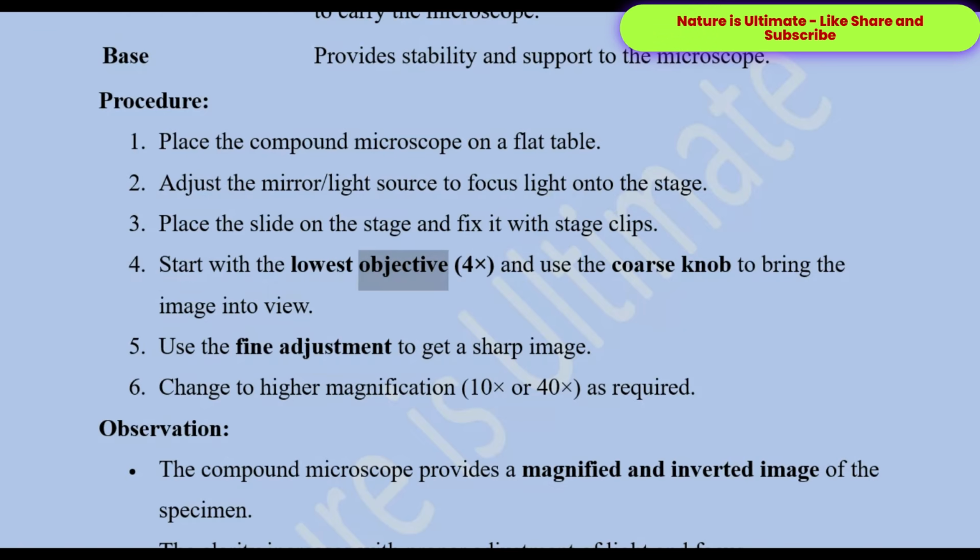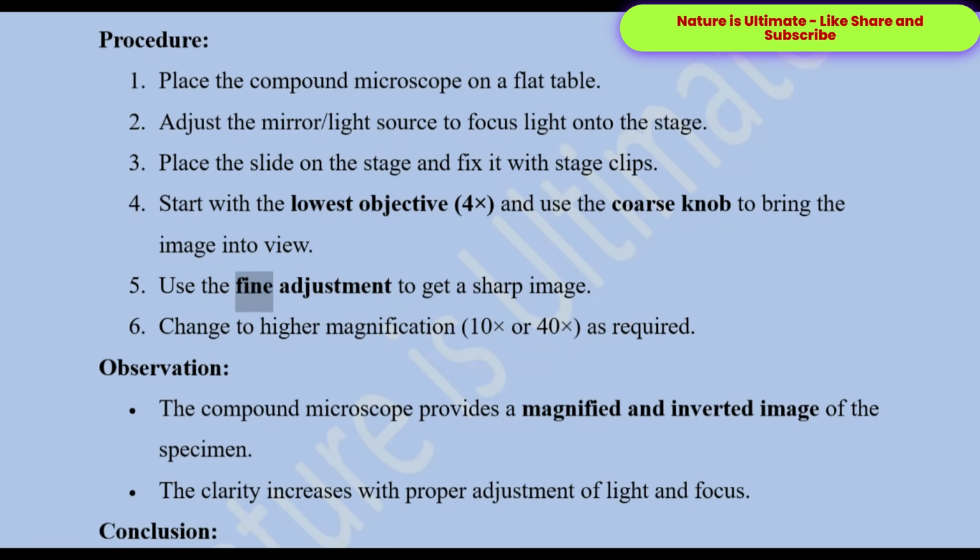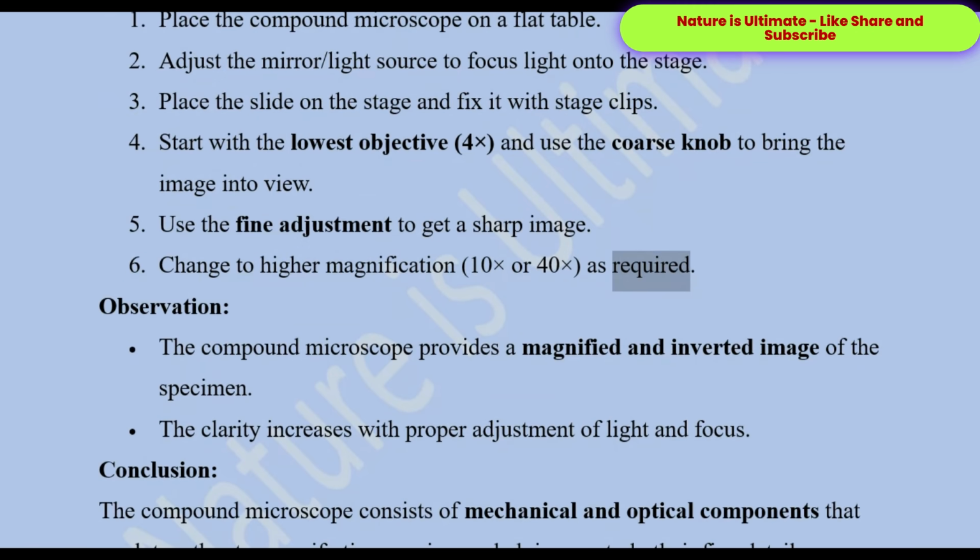Start with the lowest objective, 4 times, and use the coarse knob to bring the image into view. Use the fine adjustment to get a sharp image. Change to higher magnification, 10 times or 40 times, as required.